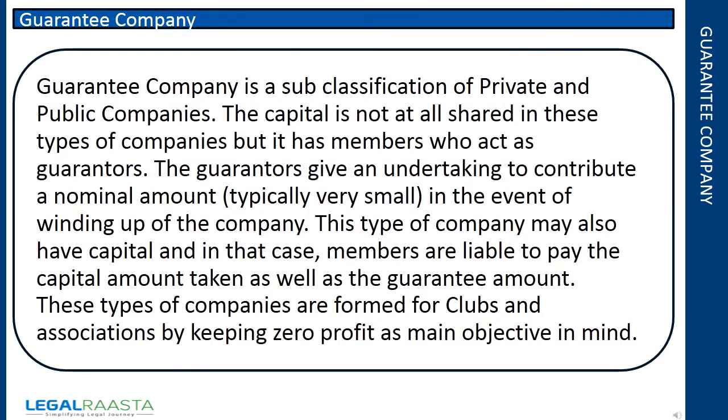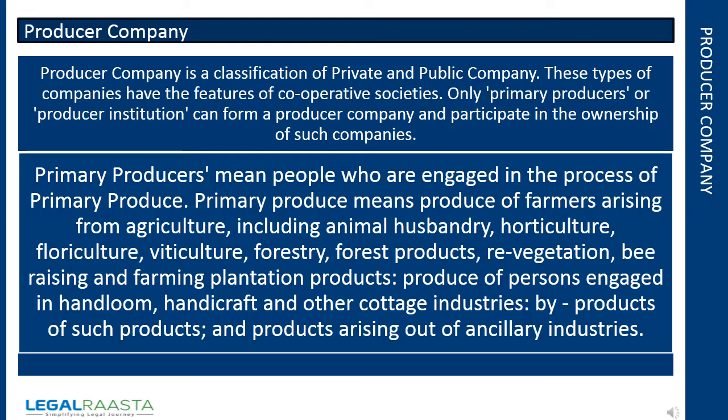What is guarantee company? Guarantee company is a subclassification of private and public companies. The capital is not at all shared in these types of companies, but it has members who act as guarantors. These types of companies are formed for clubs and associations by keeping zero profit as main objective in mind. What is producer company? Producer company is a classification of private and public company. These types of companies have the features of cooperative societies. Only primary producers or producer institution can form a producer company and participate in the ownership of such companies.